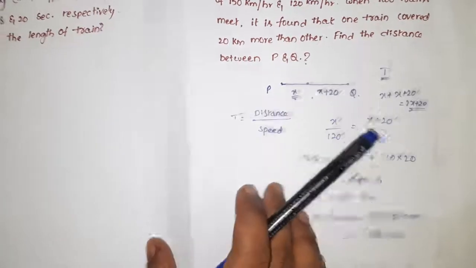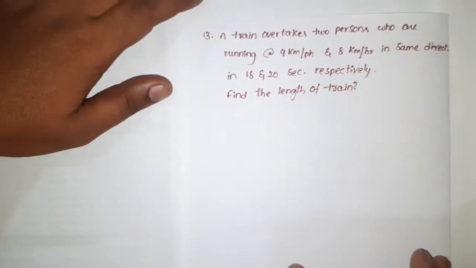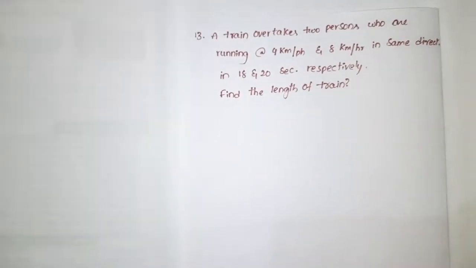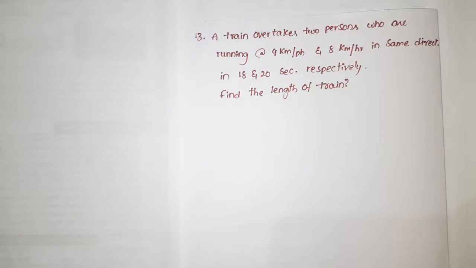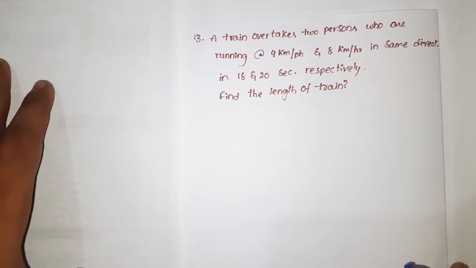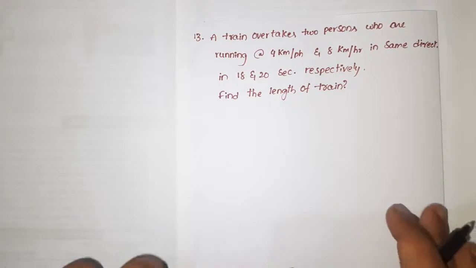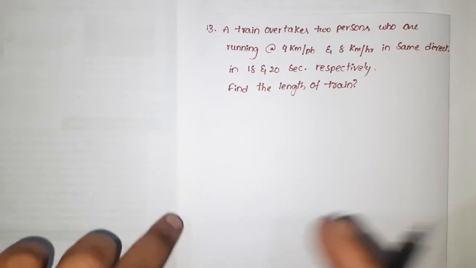So let's move to our problem number 13. A train overtakes two persons who are running at speeds of 4 km per hour and 8 km per hour in the same direction in 18 seconds and 20 seconds respectively. So find the length of the train. Here we use one important point which we discussed in our first lecture on problems on trains.